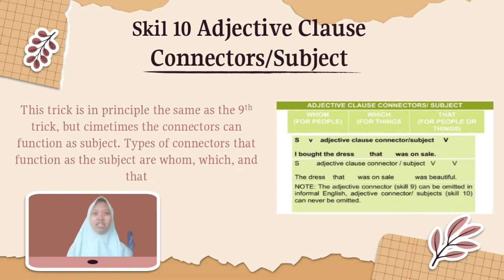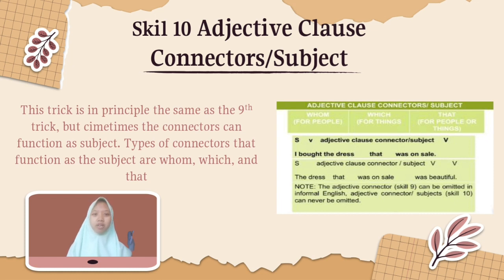Skill 10. Adjective clause connector and subject. This trick is the same as trick 9, but sometimes the connector can function as the subject. The types of connector that function as the subject are who, which, and that. The connectors are who for people, which for things, and that for people or things.